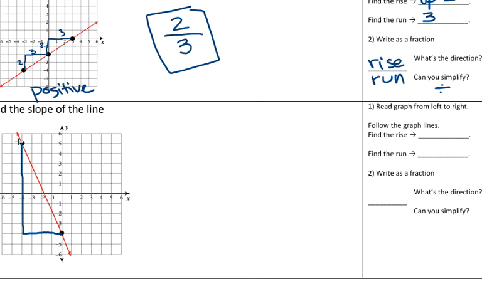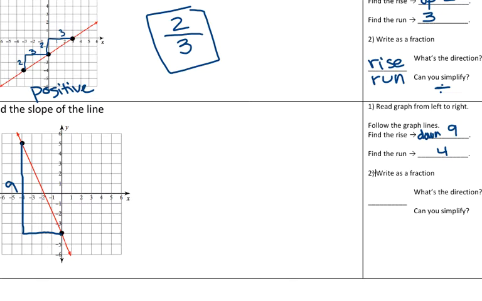Okay, so the rise, this time it's going down. It'd be going down 1, 2, 3, 4, 5, 6, 7, 8, 9. So it goes down 9. Okay, the run is it's going over 1, 2, 3, 4. So it's going over 4.